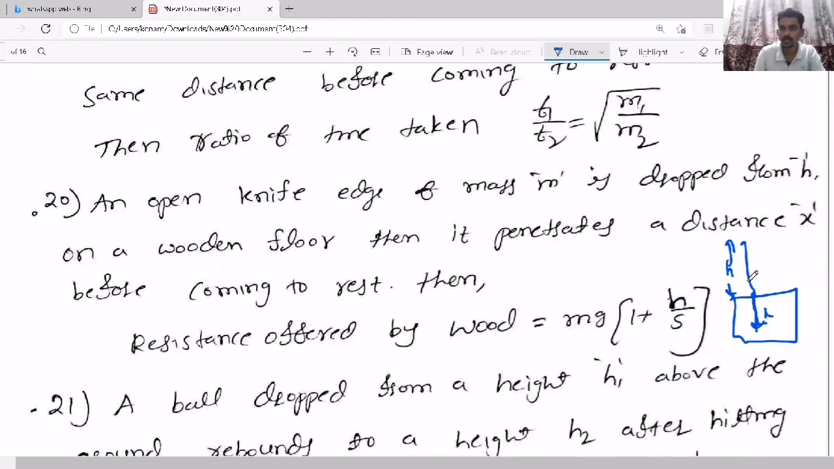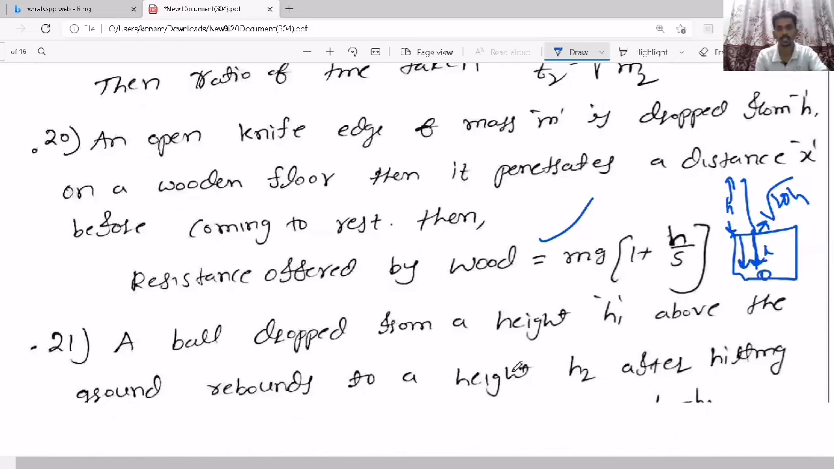So what will you take? Here, what is the velocity just before hitting? That is root 2gh. And here the velocity is 0. So the change in velocity, change in kinetic energy, equals what? Work done. What is the work done? Work done by gravity, work done by resistive force. Both the forces' work done, you equate to the change in kinetic energy. Then you will get this equation. So whenever such kind of situations are given, you have to apply conservation of mechanical energy or the work energy theorem.